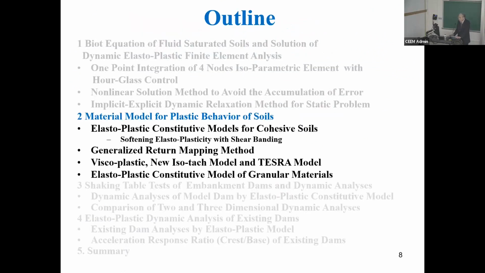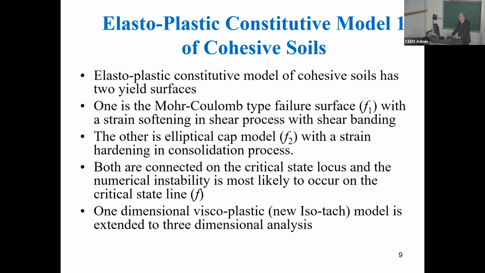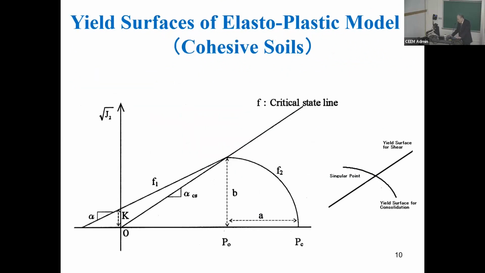Second, material model of plastic behavior of soils. Elastic constitutive model 1 of cohesive soil. So plastic constitutive model of cohesive soil has 2 yield surfaces. So this shows the yield surface of the plastic model of cohesive soil. This F1 is the failure line. F2 is the work hardening chart and the critical state line.